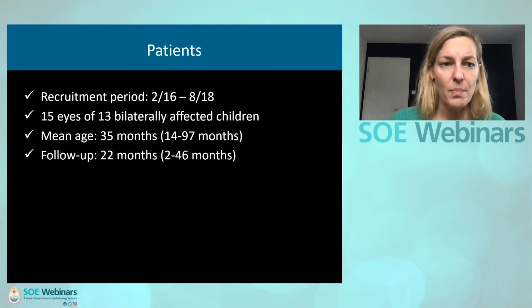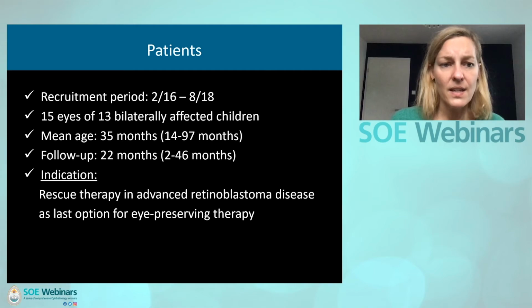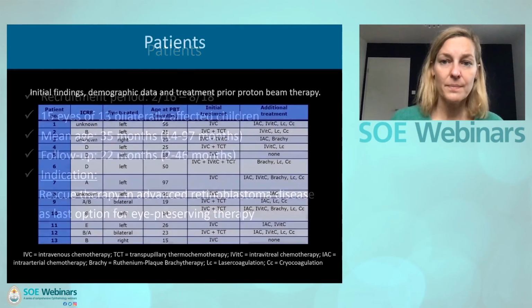Let's have a look at our patients. Recruitment period was from February 2016 to August 2018. We included 15 eyes of 13 bilaterally affected children. Mean age was 35 months, follow-up 22 months. Indication in all patients was rescue therapy in advanced retinoblastoma disease as the last option for eye-preserving therapy.